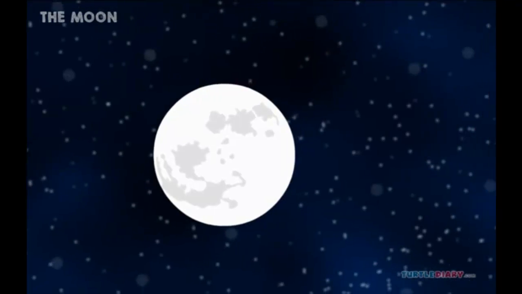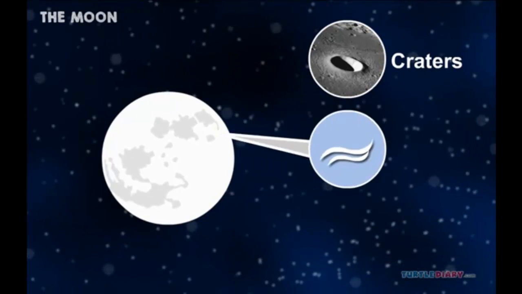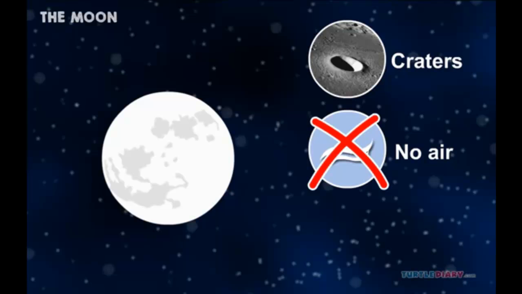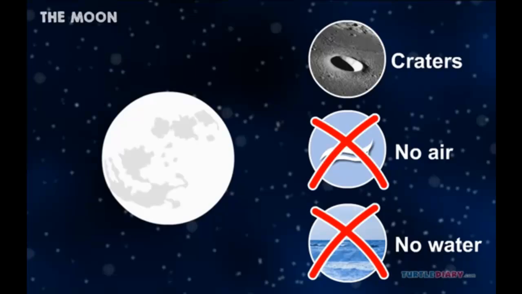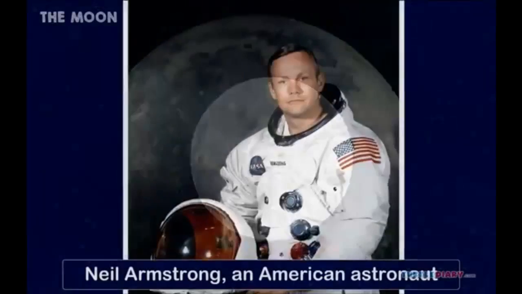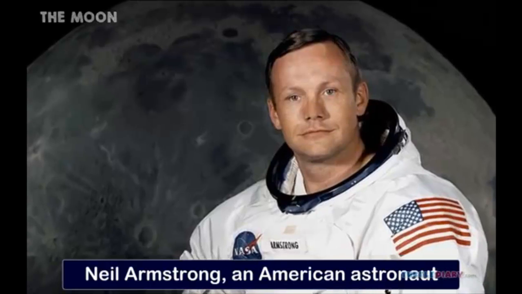The moon is not smooth on its surface. It has craters, big holes. It has no air. It does not have water, so there is no life on the moon. But people have visited the moon. Neil Armstrong, an American astronaut, was the first person to step on the moon.